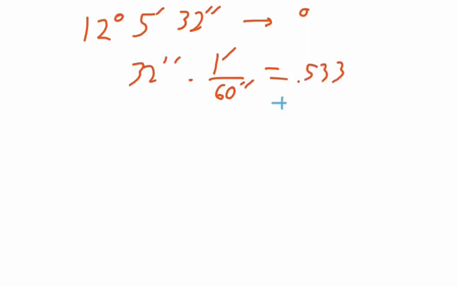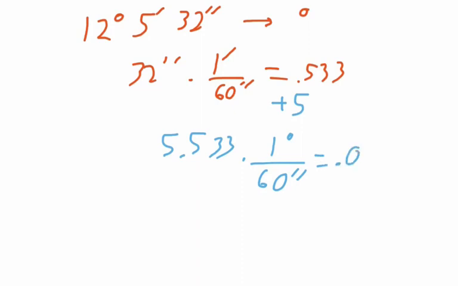I take that 0.533 and add the 5 minutes, so now I have 5.533 minutes, and 1 degree is 60 minutes. So I'm going to take the 5.533 and divide by 60, and I get 0.092. So my answer is 12 degrees, which stayed the same, 0.092, and that's how we convert back to degrees.